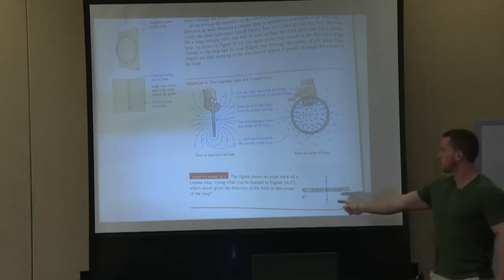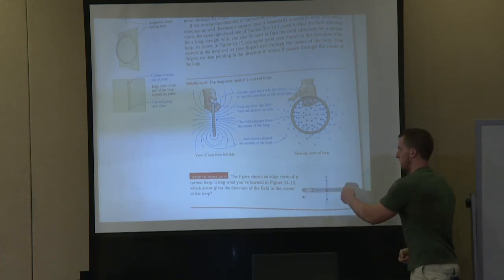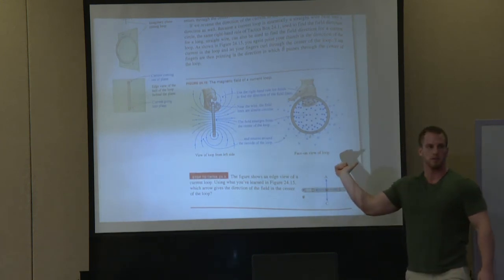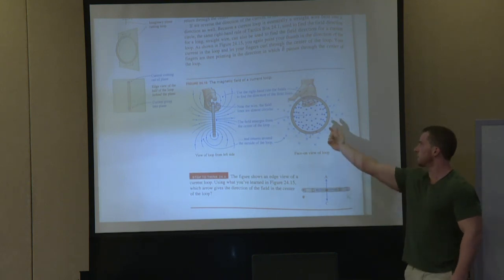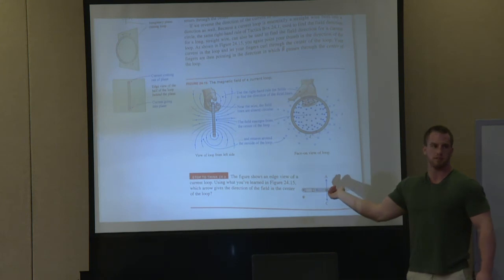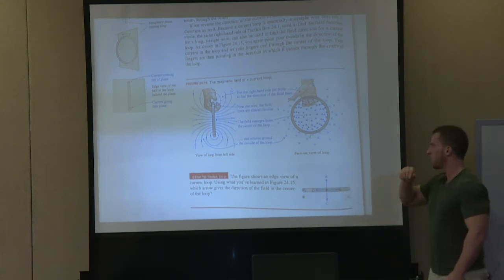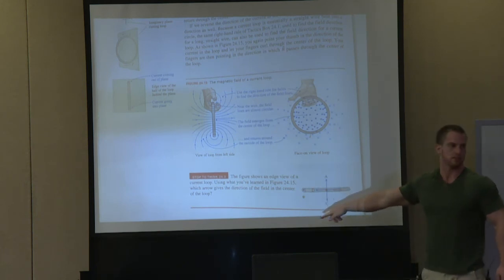Because it's coming out of the page and back into the page. So your thumb's running along the direction of the current, like it is in the photo, and your fingers are going to point in the direction of the magnetic field. So based on that, which arrow do you think is indicating the correct direction of the magnetic field?